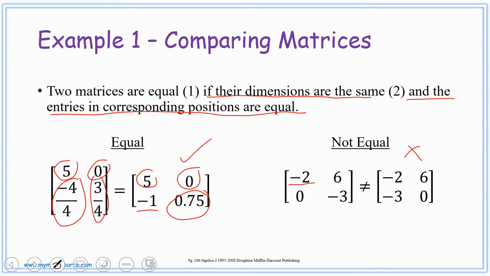The first row, first column are the same here. The first row, second column is the same, but when you get to the second row, there's a switch. The second row, first column is not the same in this matrix as the second row, second column. They have been switched and therefore they are not equal, although they have the same digits within their entries.